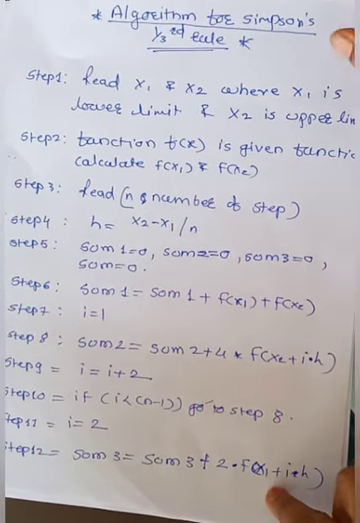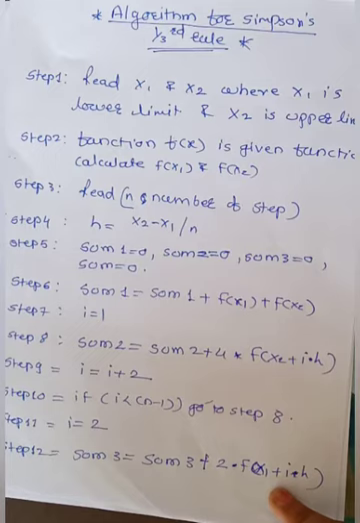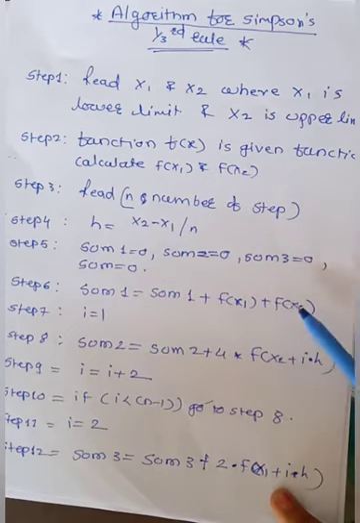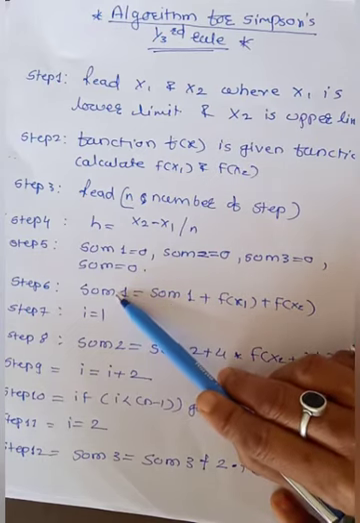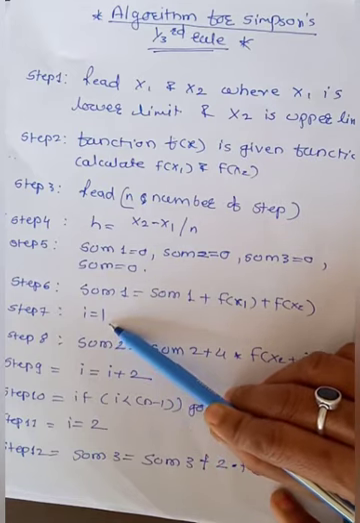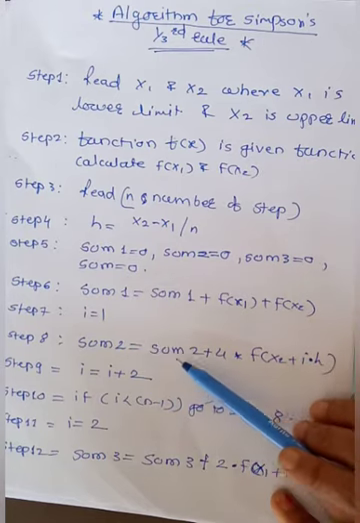In step 6, sum 1 is equal to sum 1 plus f of x1 plus f of x2. We have to equate the functions, which can be calculated by using the lower limit and upper limit, and that is what? Sum 1. These functions are equated as sum 1. Now i is equal to what? 1. Okay, the value of i is equal to 1.